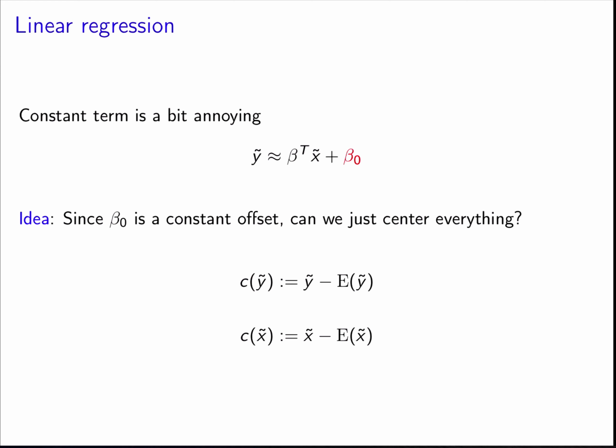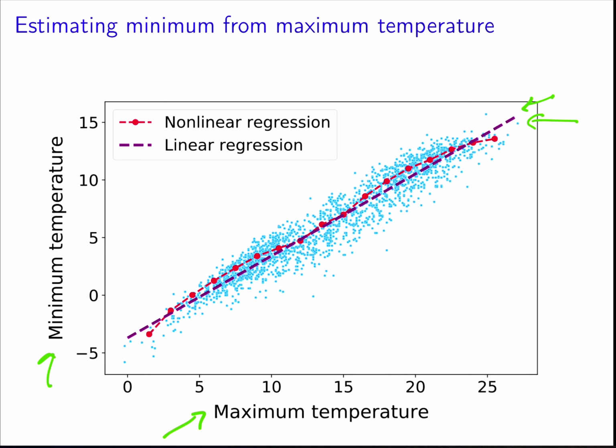So before we proceed further, let's deal with this constant term, which is a little bit of a pain when you're writing stuff out. Basically, it's just a constant offset. Okay, so if we go back here, beta 0 tells you how much you have to move the whole curve up.